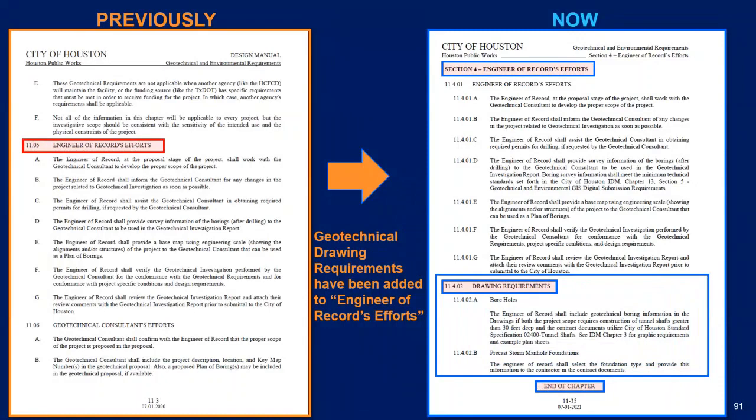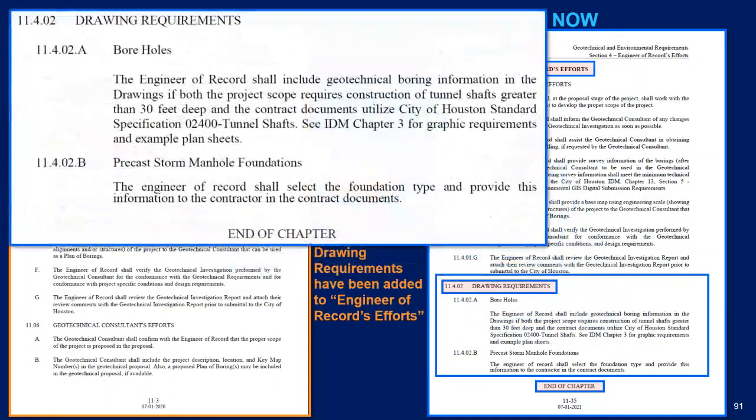We have added geotechnical drawing requirements and precast storm manhole foundation to the EOR level of effort. The engineer of record shall include geotechnical boring information in the drawings if both the project scope requires construction of tunnel shafts greater than 30 feet deep and the contract documents utilize City of Houston standard spec 02400.